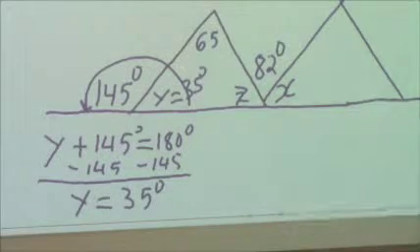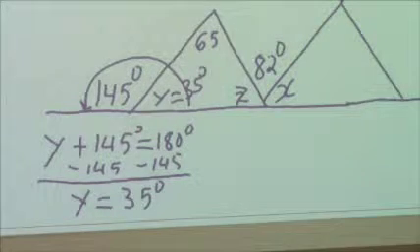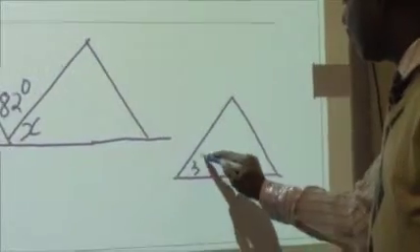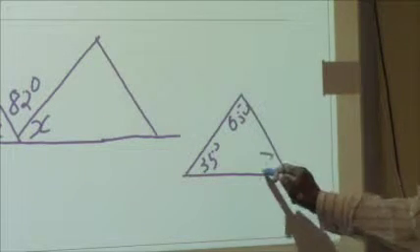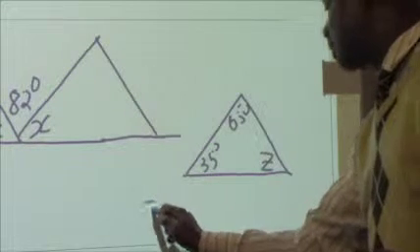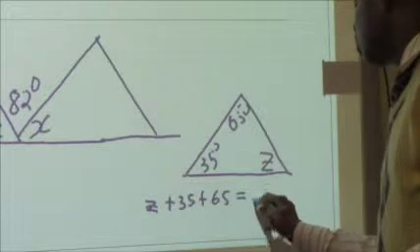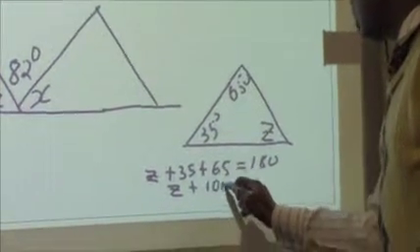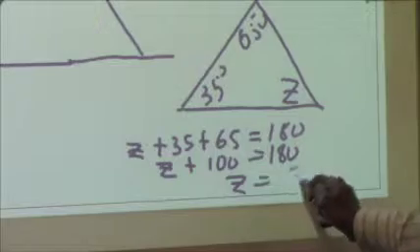Now, so now what I have in here is a triangle. I want to take that triangle out right here and let you see it. I have this angle to be 35 degrees. I have this angle to be 65 degrees. And I don't know this angle here, but I know that the sum of the interior angles of any triangle is 180. So I can say Z plus 35 plus 65 must be equal to 180. 35 plus 65 is 100, so Z plus 100 equals 180. When I subtract, Z is going to be equal to 80 degrees.